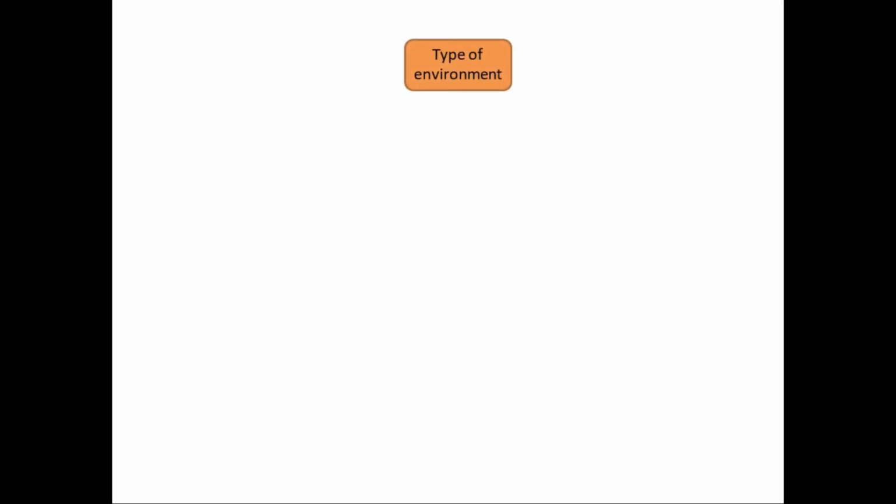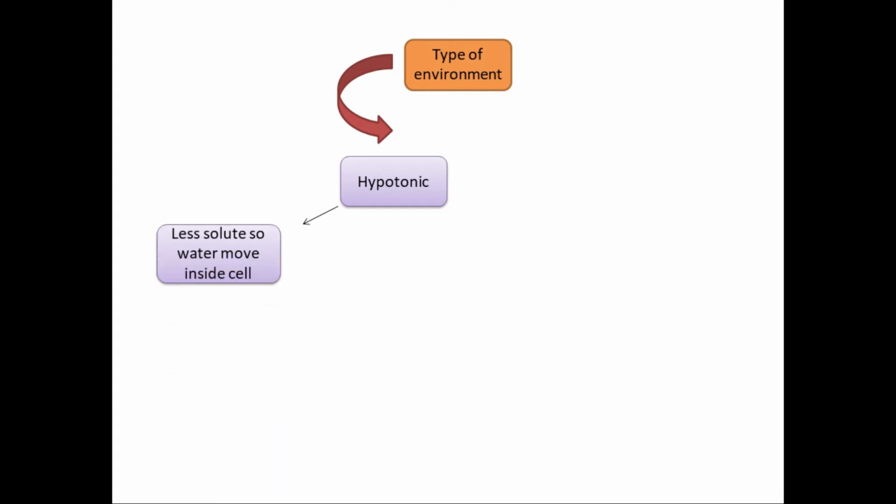The type of environment basically depends upon the quantity of water in which the cell exists. There are basically three types of environment. One is a hypotonic environment. In a hypotonic environment, there is less solute inside the cell, so the water moves towards the cell and the cell becomes turgid or swollen.